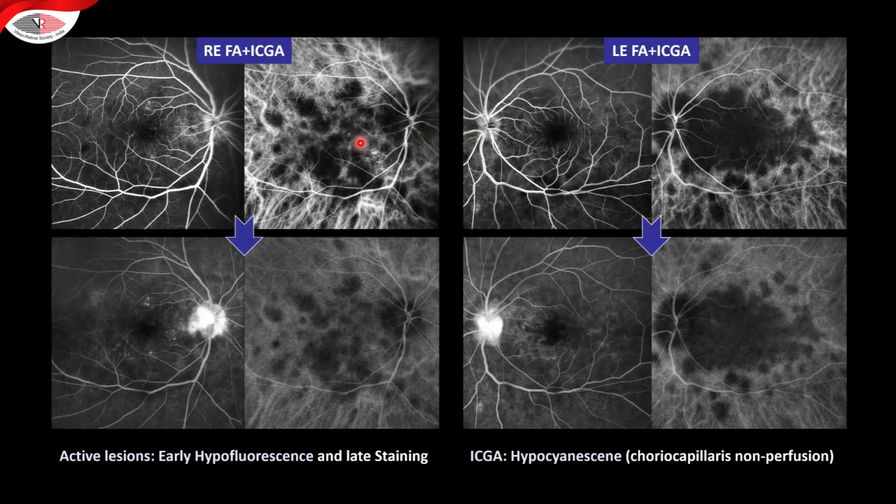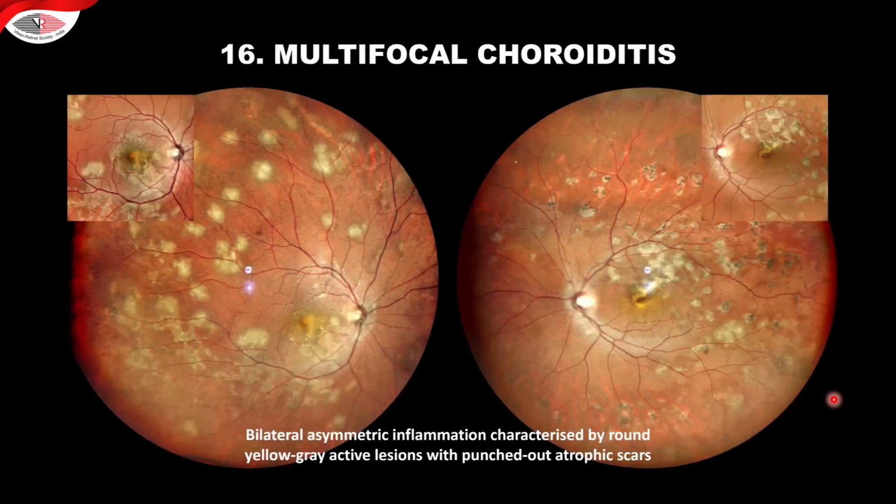They are deeper, the involvement. And so you see hypofluorescent type of patches on the ICG, and a hot disc on the FA, which is typical of an activity of these lesions. So hypocyanescence is seen, giving you the margins of the extent of these lesions. Multifocal choroiditis, again, you see different patches.